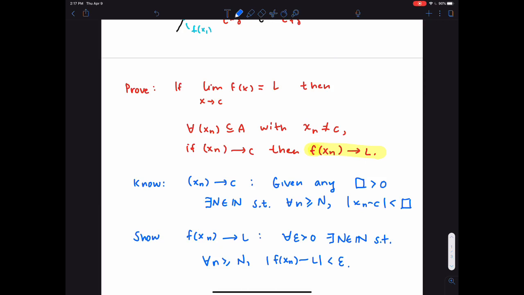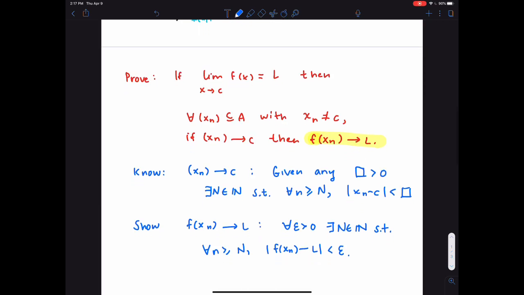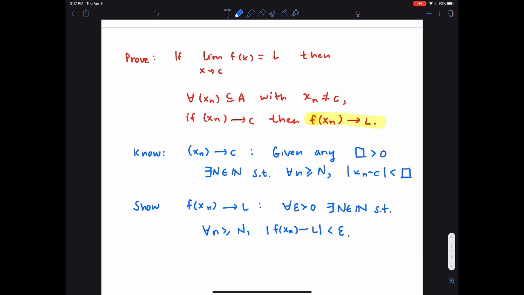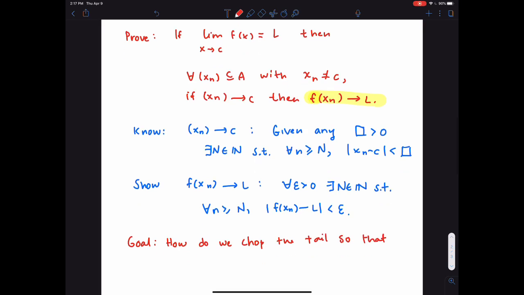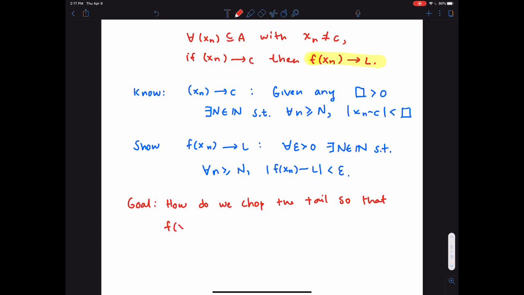So our whole goal is going to be to figure out how do we chop our tail so that f of xn is in our epsilon band of L. So let's write that down. Goal: how do we chop the tail so that f of xn is in the epsilon band of L?